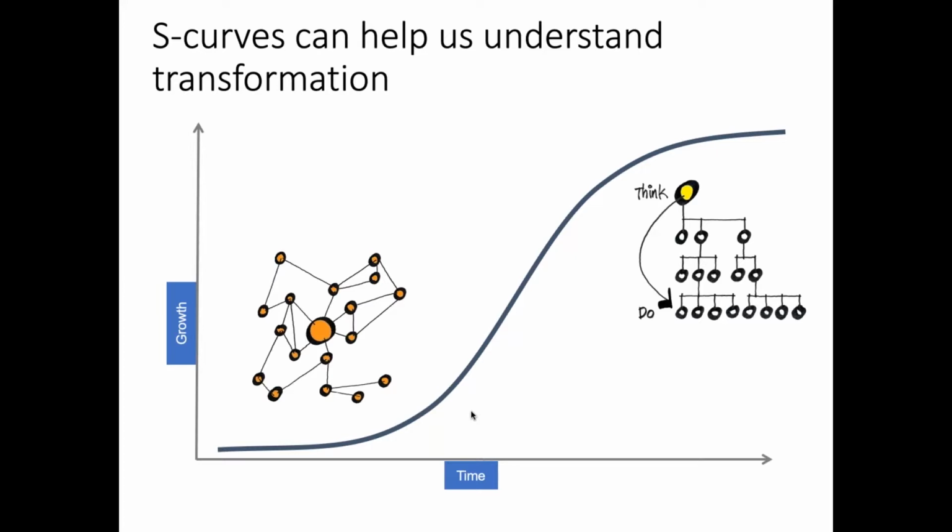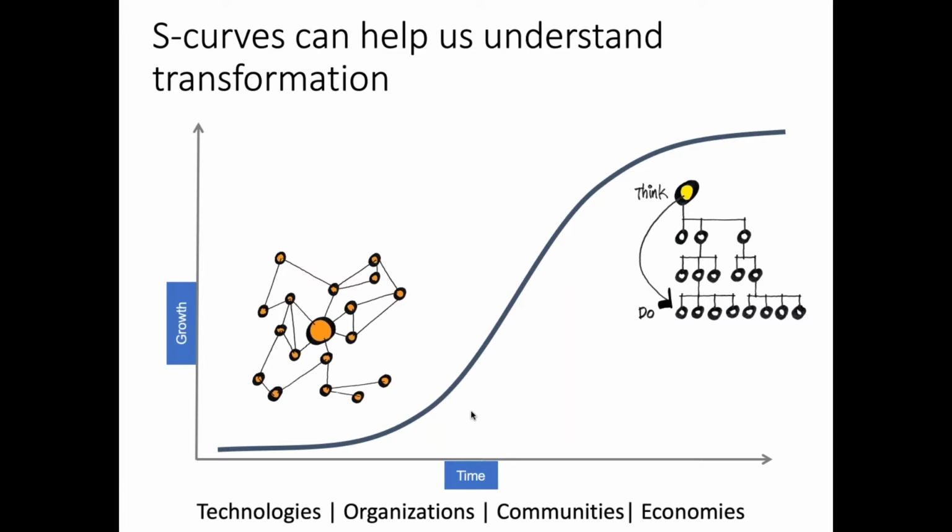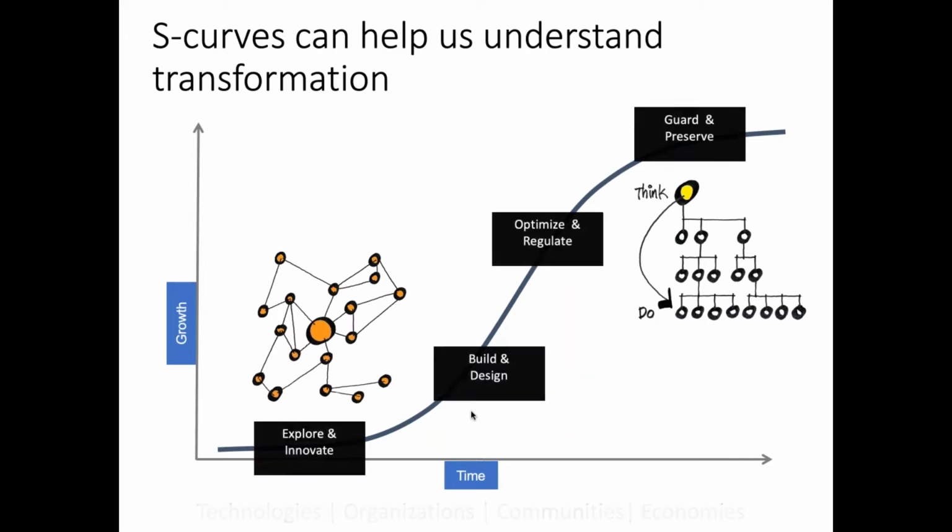Networks are really helpful at the beginning stages of the S-curve, but an organization needs to kick in with its hierarchy and hierarchical thinking near the top of that S-curve. So the S-curve is used to describe a lot of things: technologies, organizations, communities, even entire economies. And we're mostly talking about organizations here.